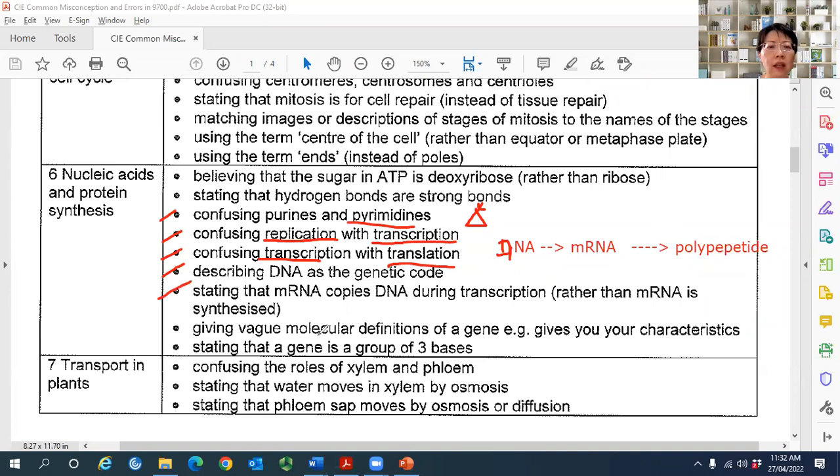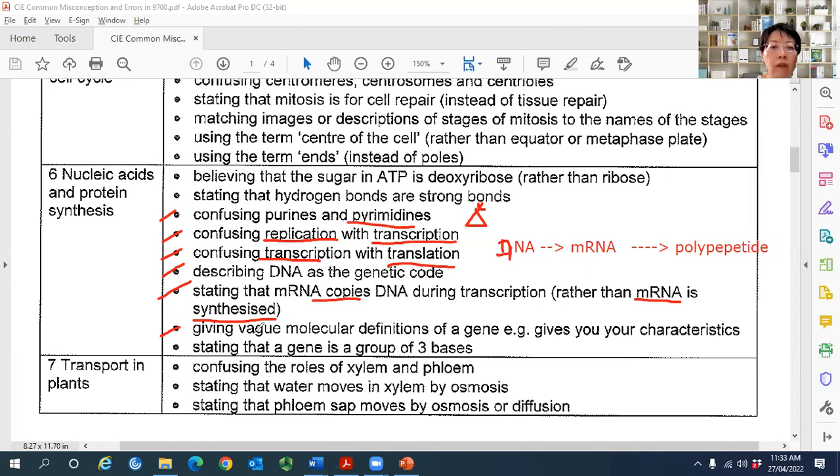Okay, next, stating that mRNA copies DNA during transcription. Cannot simply interchange that with saying mRNA is synthesized. There's no such thing as mRNA copying DNA. mRNA is synthesized from DNA during transcription. So even when you describe in words, your description must be correct. You think of something when you describe it, and when the examiner reads your sentence, it must be the correct meaning, you know.